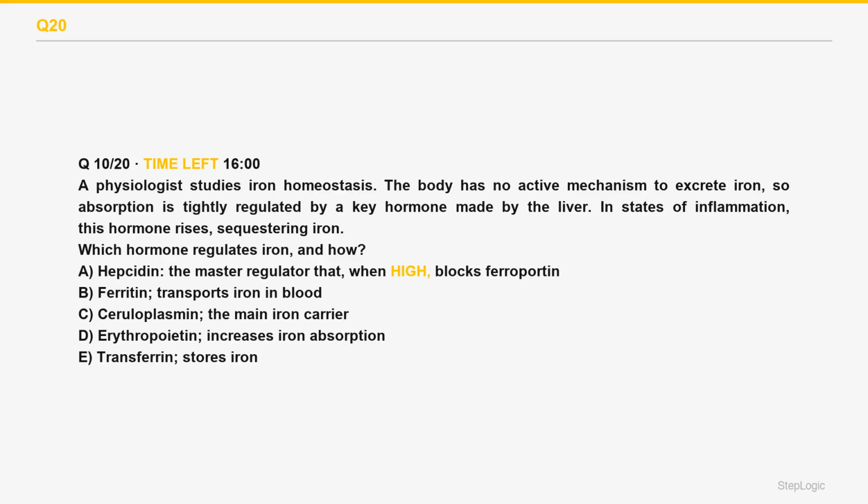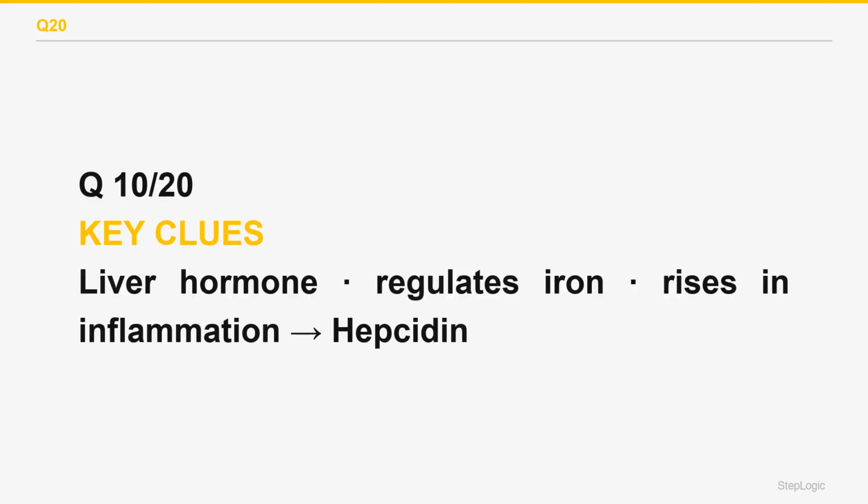Which hormone regulates iron and how? A physiologist studies iron homeostasis. The body has no active mechanism to excrete iron, so absorption is tightly regulated by a key hormone made by the liver. In states of inflammation, this hormone rises, sequestering iron. Which hormone regulates iron and how? Hepcidin blocks ferroportin when high, reducing absorption and trapping iron. The hormone is hepcidin, made by the liver, the master regulator of iron.